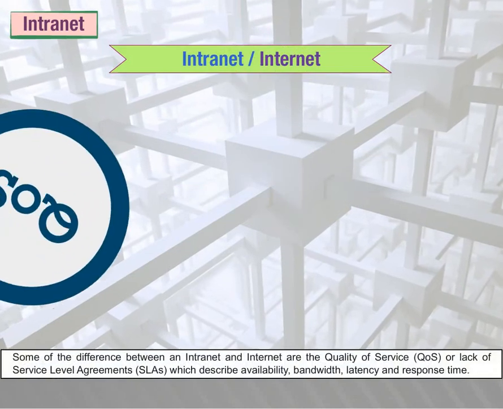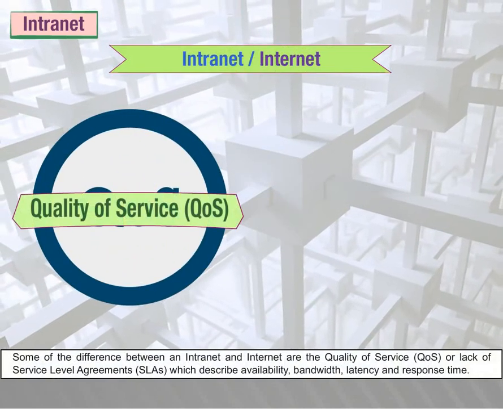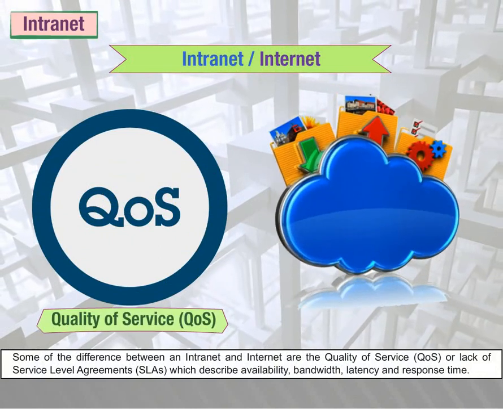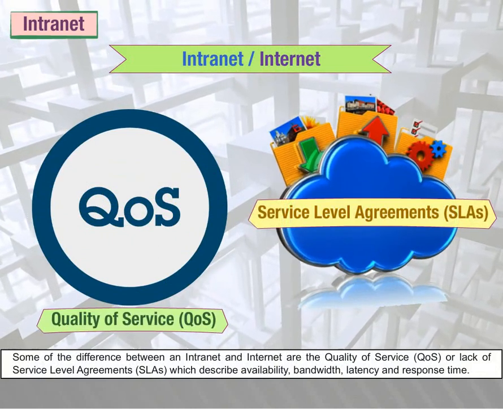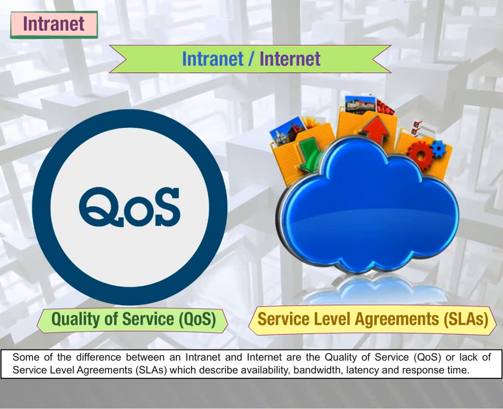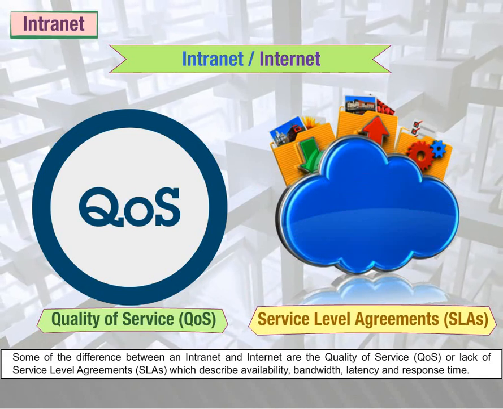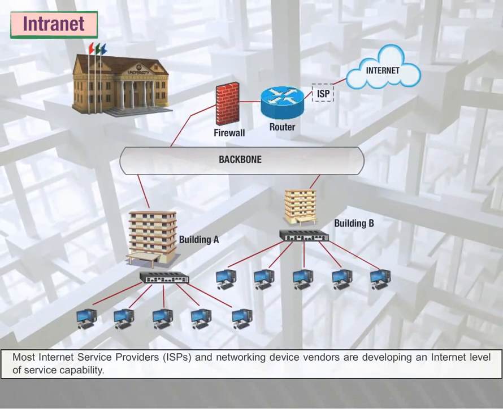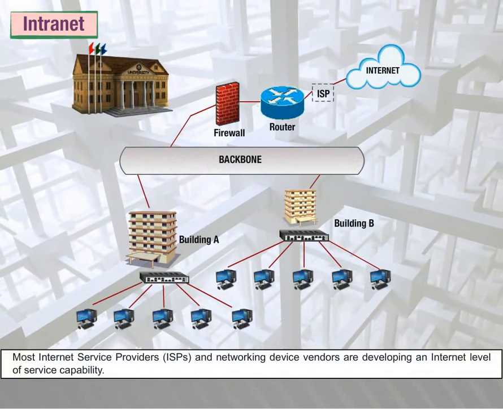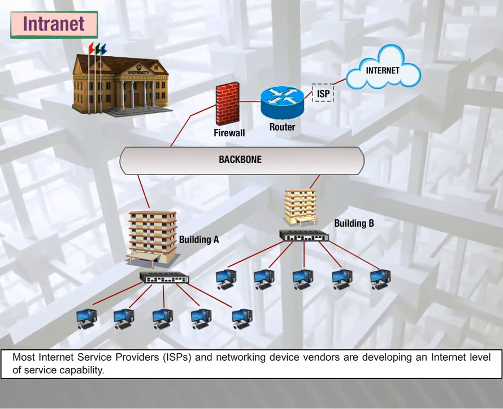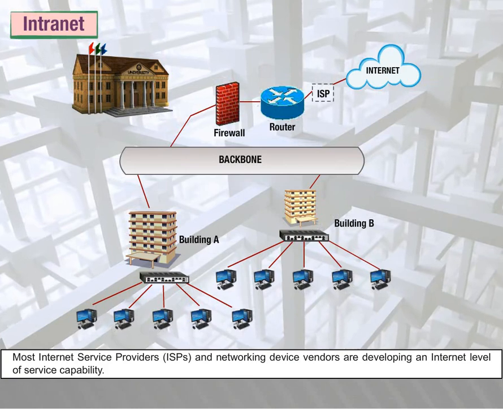Some of the differences between an intranet and internet are the quality of service, QoS, or lack of service level agreements, SLAs, which describe availability, bandwidth, latency, and response time. Most internet service providers, ISPs, and networking device vendors are developing an internet level of service capability.